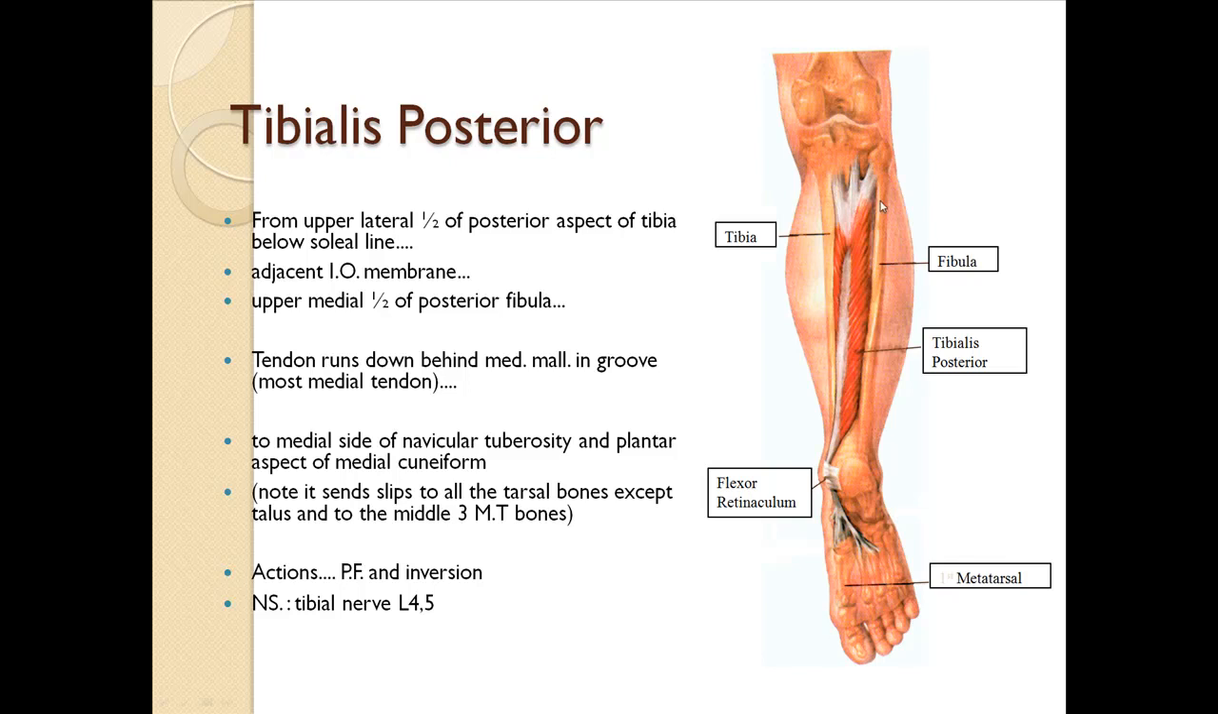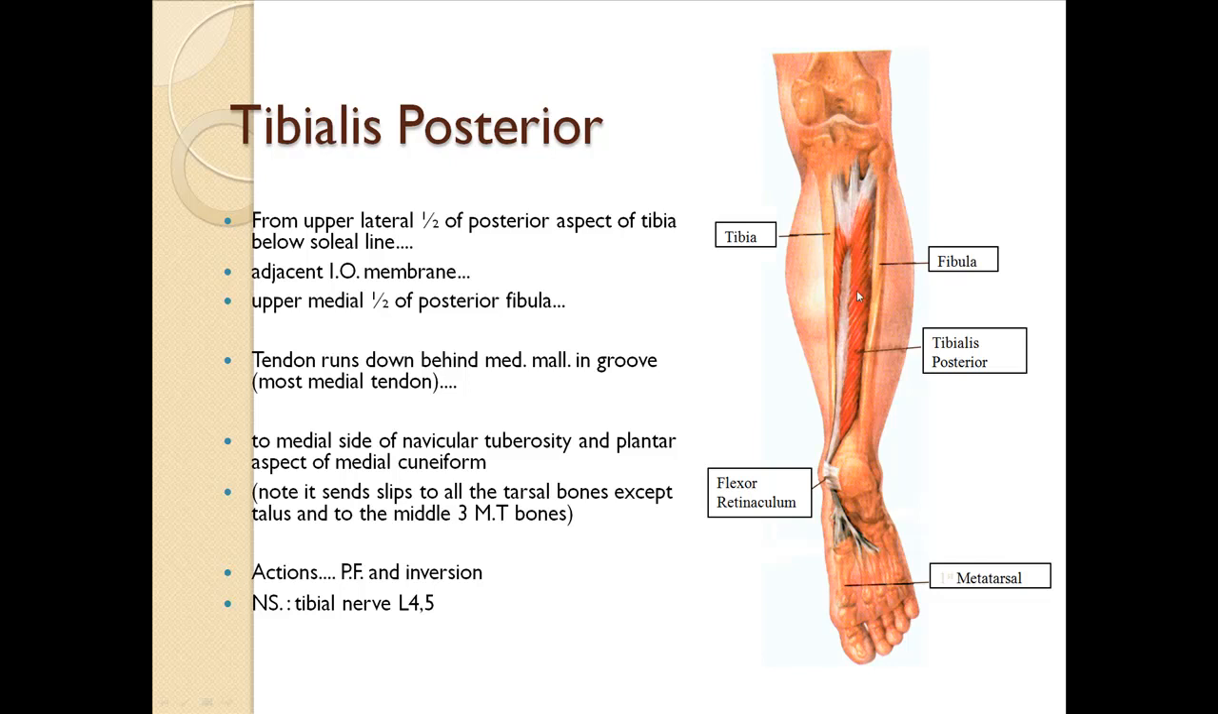It arises from the posterior aspect of the tibia, hence the name, tibialis posterior, but below the level of the soleal line. So where soleus comes across onto the soleal line here, tibialis posterior arises from below that. It also has a significant attachment onto the posterior aspect of the interosseous membrane and a small attachment onto the posterior aspect of the upper part of the fibula.